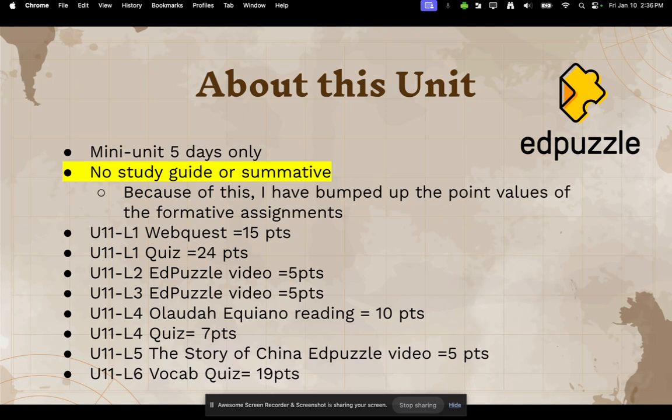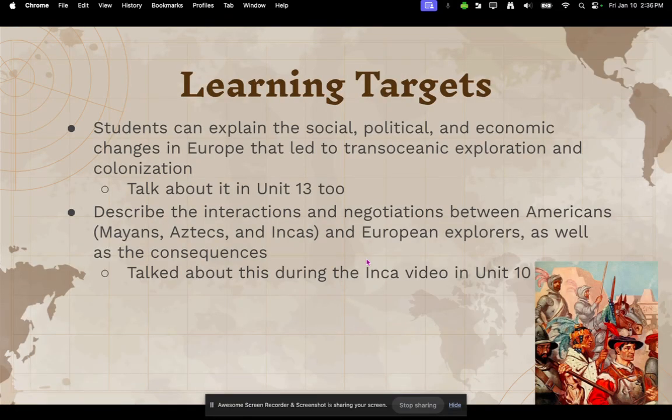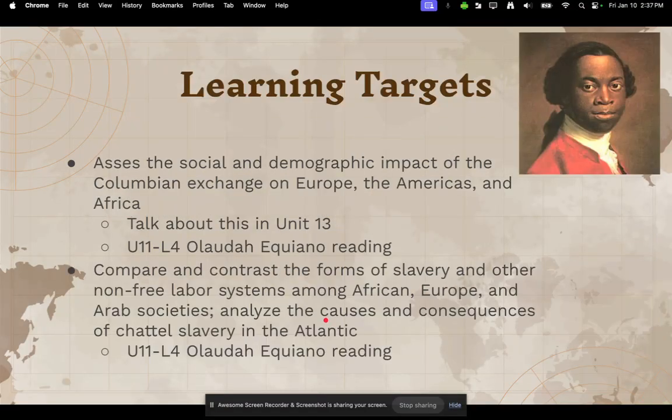Because of this, I have bumped up some of the point values for the formative assignments, which you can see right here if you're curious. So, learning targets: students can explain the social, political, and economic changes in Europe that led to transoceanic exploration and colonization. We'll also talk more about this in Unit 13. Also, describe the interactions and negotiations between the Americans, such as the Mayans, Aztecs, and Incas, and European explorers, as well as their consequences, which we talked about a little bit back in the Inca video in Unit 10.